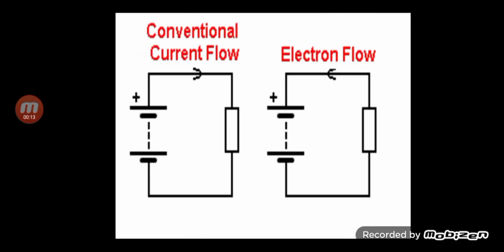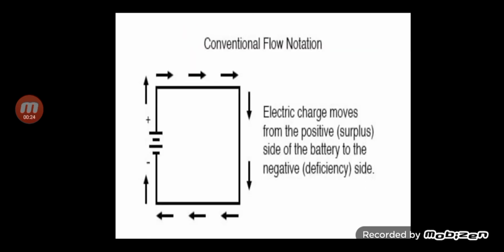In the previous video, we discussed the current. There are two types of current flow in history: the conventional current flow and the electron flow. Earlier scientists believed that protons, or positive charges, move along the circuit; that is called the conventional flow notation. So conventional current is in terms of electric charges, basically positive charges, that move from the positive side of the battery to the negative side of the battery.